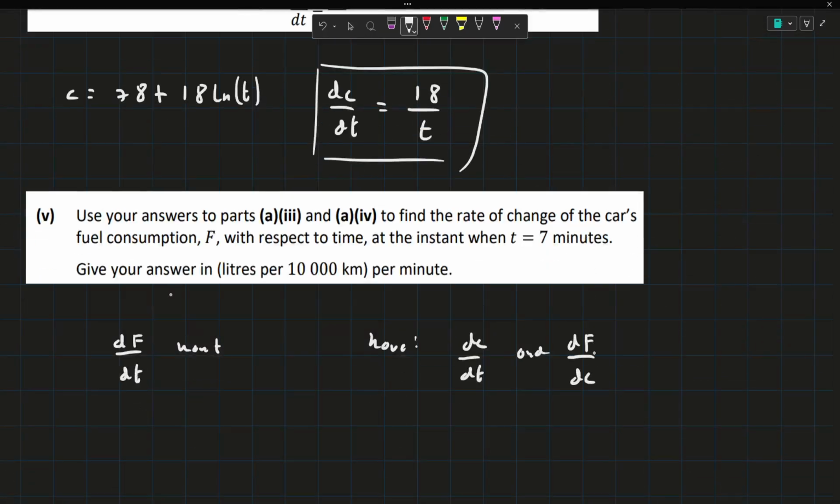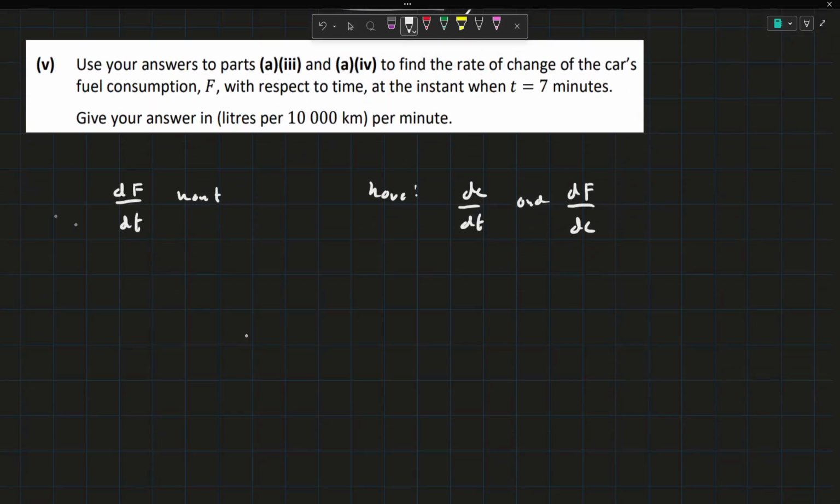So you can kind of think about it. If we were to hypothetically multiply these together, the dc's would cancel and we get df over dt. That's technically not how derivatives work, but for the sake of Leaving Cert maths, it's fine to do it like this. So dc over dt times df over dc will give us exactly df over dt.